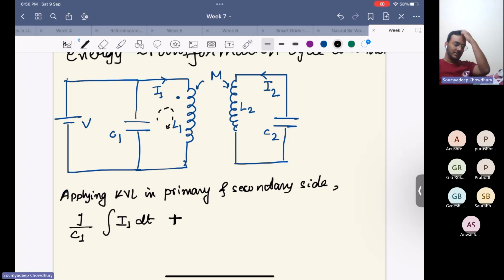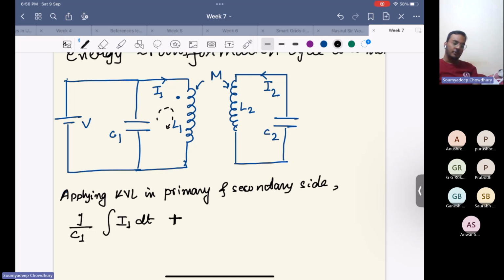1 upon C integration of I dt. Yes. So you must remember these three things. For a resistor, that is Ohm's law, I into R. For an inductor, it is a derivative, so it is L di by dt. And for a capacitor, 1 by C integral I dt.